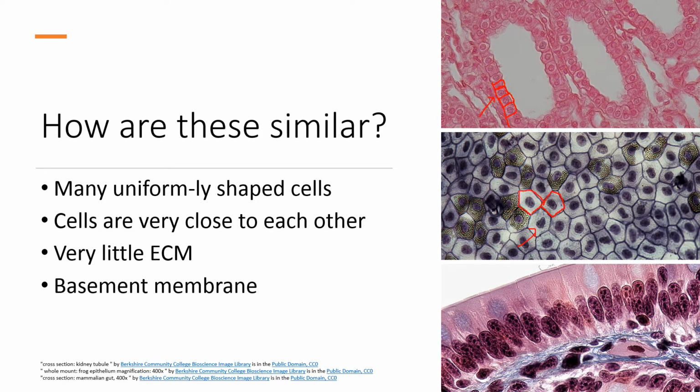Okay. Down here at the bottom, we have what look kind of like rectangular shaped cells, if we follow their plasma membranes, with oval shaped nuclei towards the bottom of the cell. Do you see that? So the cells have roughly the same shape. The other thing I notice is that the cells are very, very close to each other.